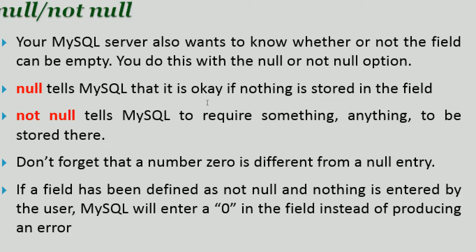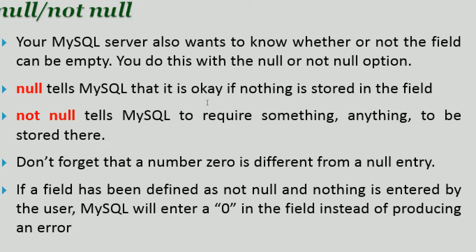If you uncheck that option, or if you apply the reserved word not null, then you cannot leave that column empty. You must provide data, a value, in that column. Don't forget that the number 0 is different from a null entry. I told you 0 is a digit, 0 is a value. It's a member of the natural set 0 to 9, but null is the unavailability.